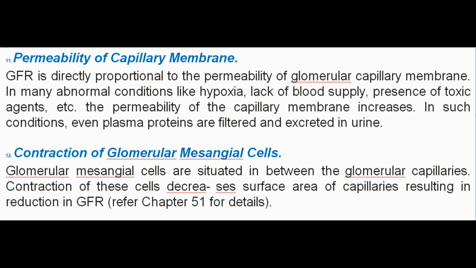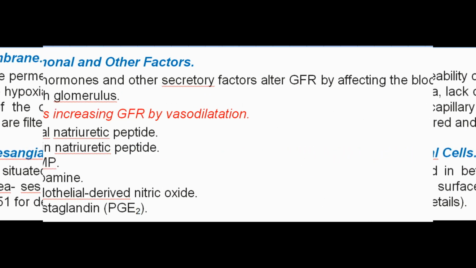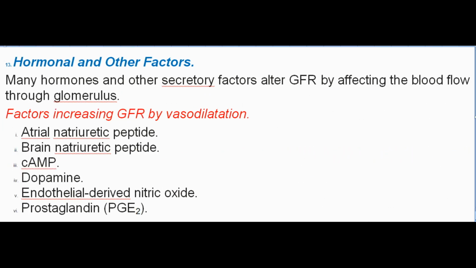Glomerular mesangial cells are situated in between the glomerular capillaries. Contraction of these cells decreases surface area of capillaries resulting in reduction in GFR, refer chapter 51 for details. Hormonal and other factors. Many hormones and other secretory factors alter GFR by affecting the blood flow through glomerulus.